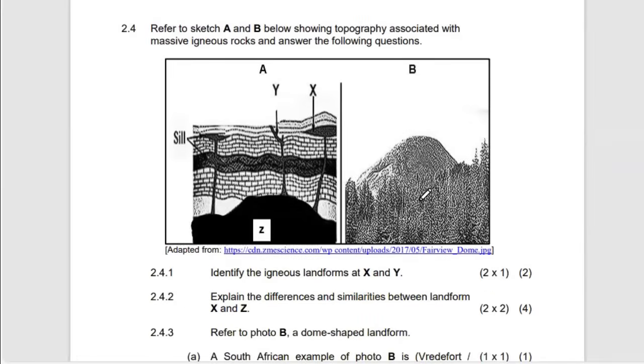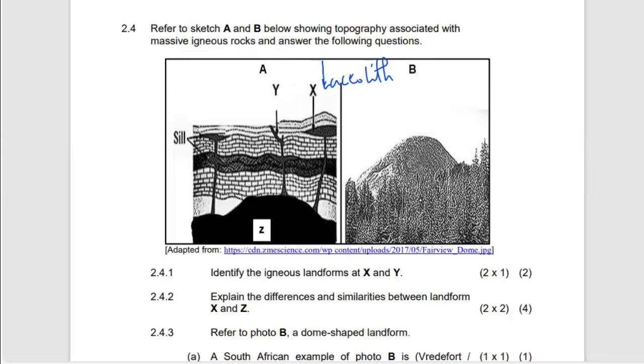Right, we look at question number 2.4. Question number 2.4 is referring to the sketch A and B, or intrusive landforms. Right, we're going to answer the question without wasting much of the time that we have. Right, it says label X and Y. If you check X here, it is a mushroom shaped, which is a lacolith. If it was saucer shaped, it was going to be a lapolith.